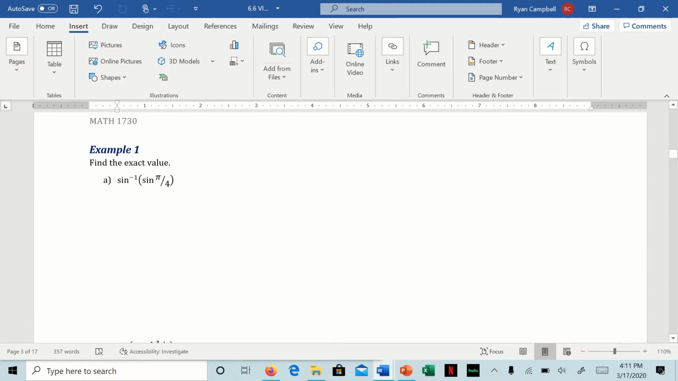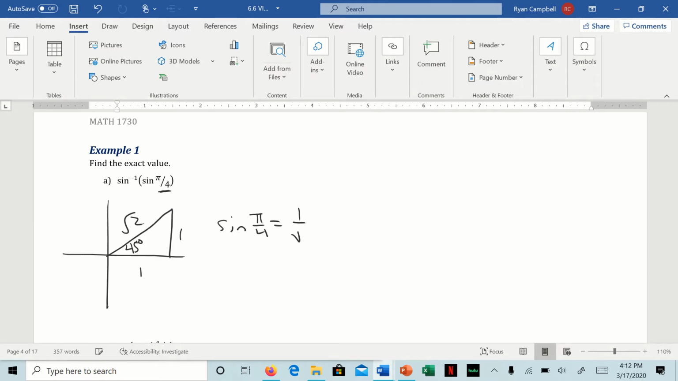All right, so let's look at this. Find the exact value of sine of pi over 4 plugging into the inverse. All right, so pi over 4, we know that's 45 degrees, so we're in the first quadrant. Remember, pi over 4, 45 degrees, we have to know 1, 1, square root of 2. So what's the sine of this? We see that the sine of pi over 4 is 1 over the square root of 2.